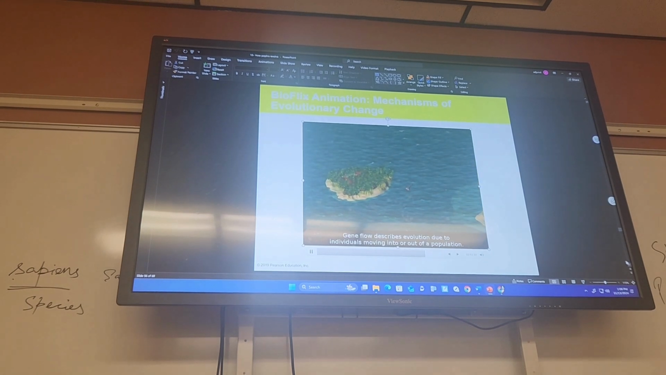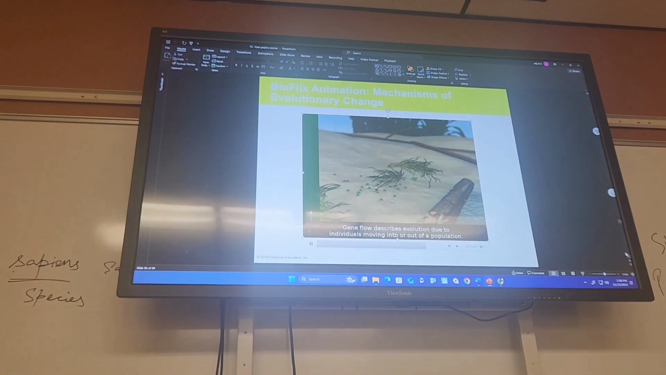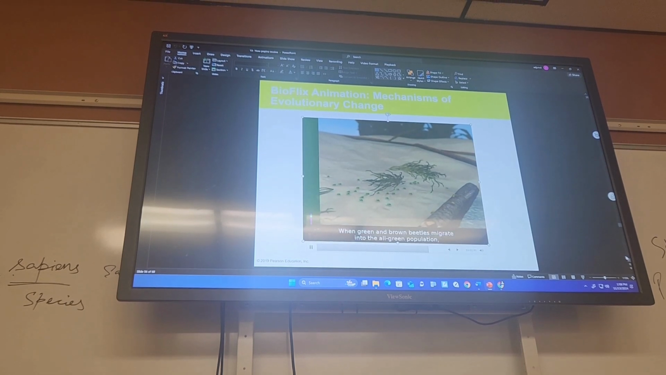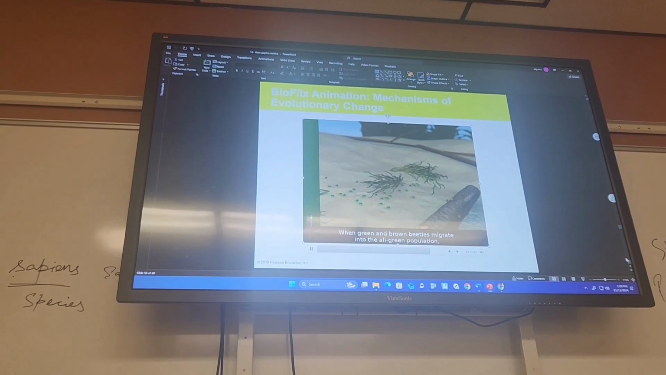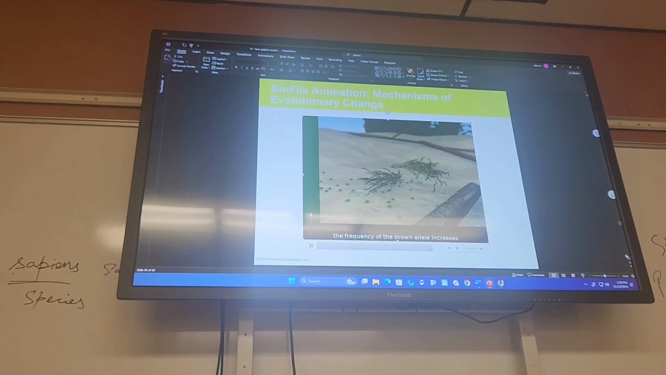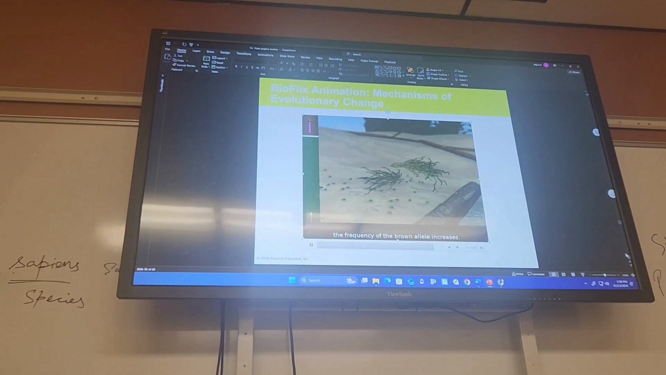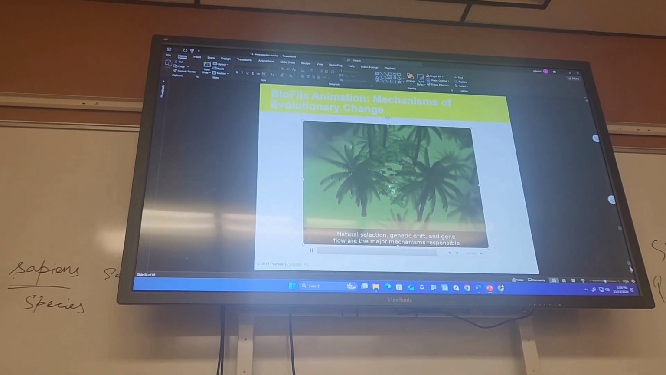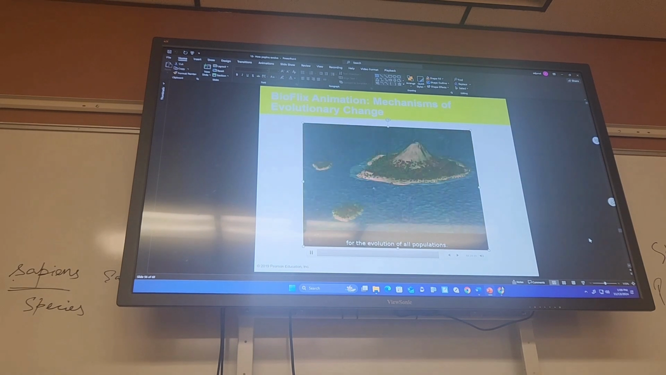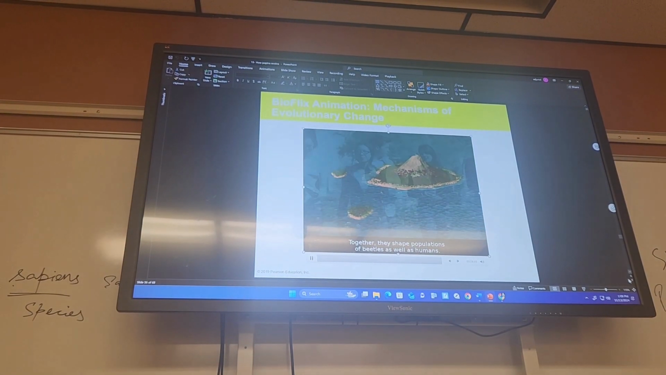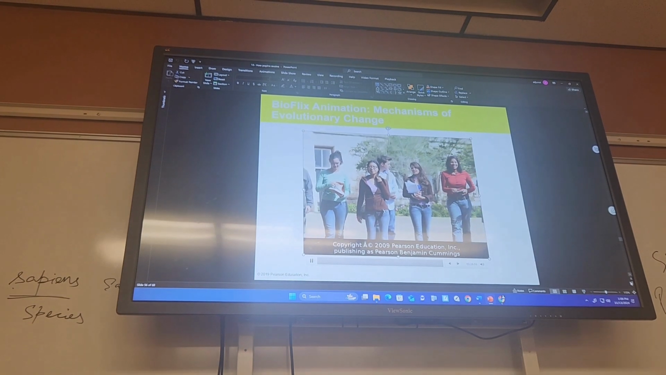Gene flow describes evolution due to individuals moving into or out of a population. When green and brown beetles migrate into the all-green population, the frequency of the brown allele increases. Natural selection, genetic drift, and gene flow are the major mechanisms responsible for the evolution of all populations. Together, they shape populations of beetles as well as humans.